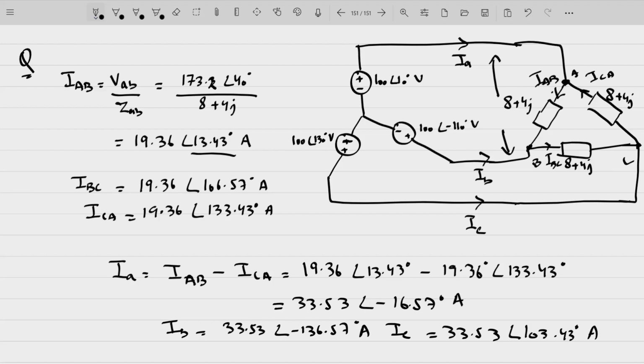Since your source is connected in a star fashion, that means phase voltage and line voltage cannot be the same. And since your load is connected in a delta fashion, that means your phase current and line current will also not be the same in this particular case. With a star-star, the case was that phase voltage and line voltage were not the same, but phase currents and line currents were the same.